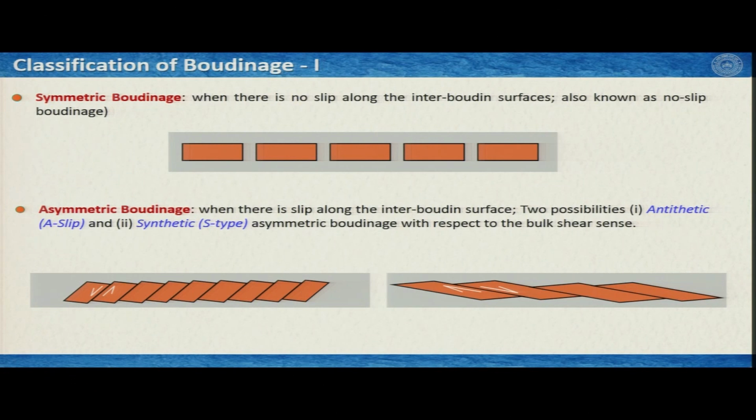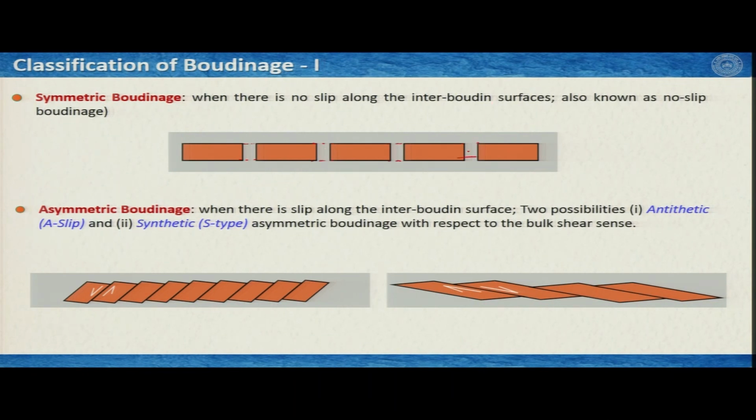The first classification we will learn is symmetric and asymmetric Boudinage. A symmetric Boudinage is when there is no slip along the inter-Budin surfaces. So, the scar or the separation of these Budin spaces did not undergo any slip in between. So, what you see here in this image is that these are pretty much straight.